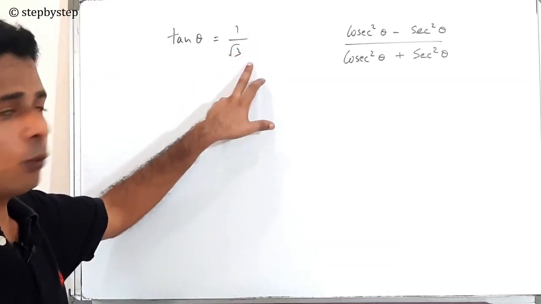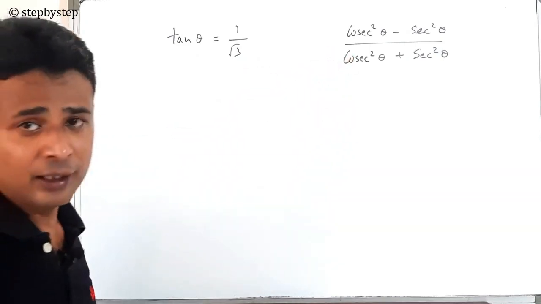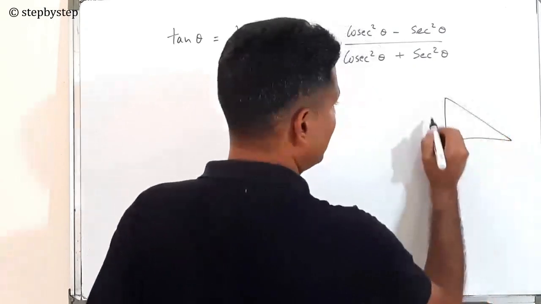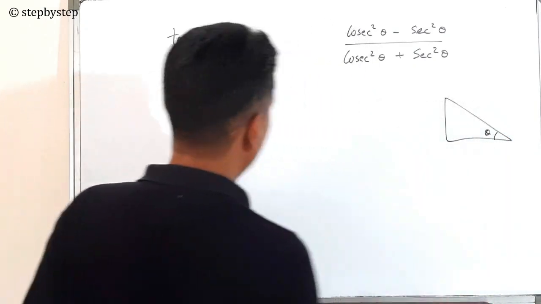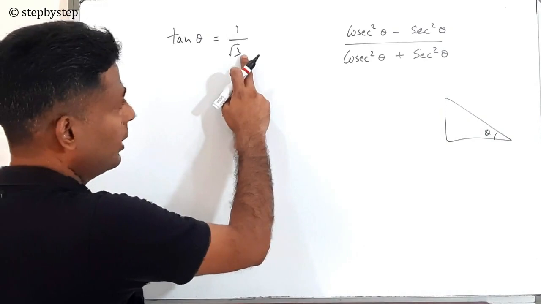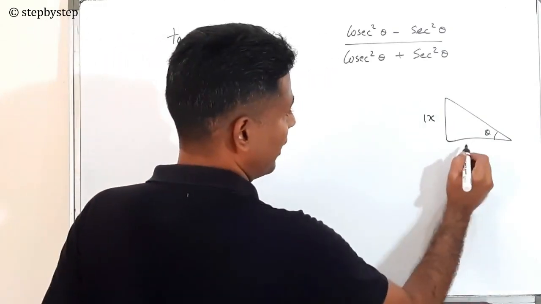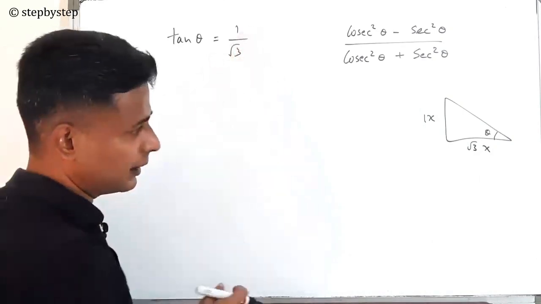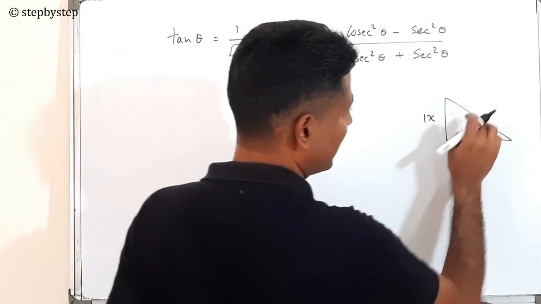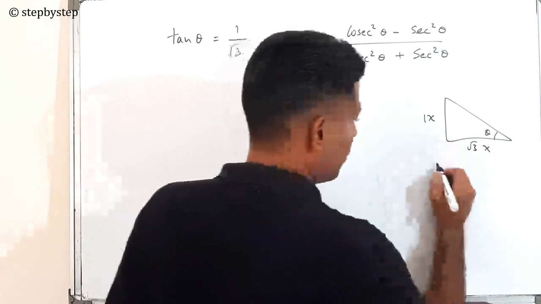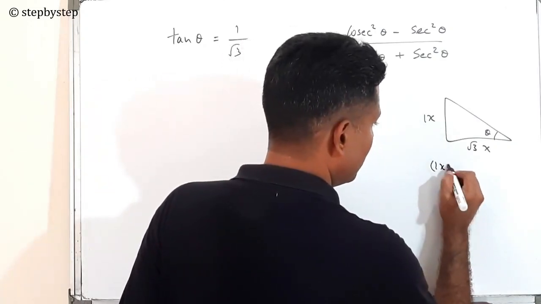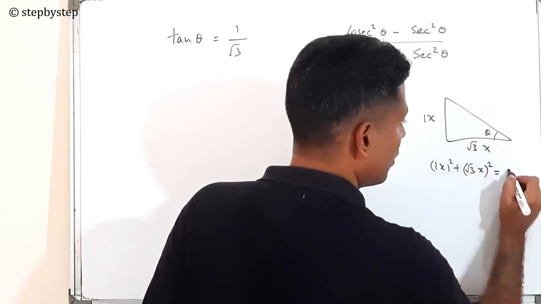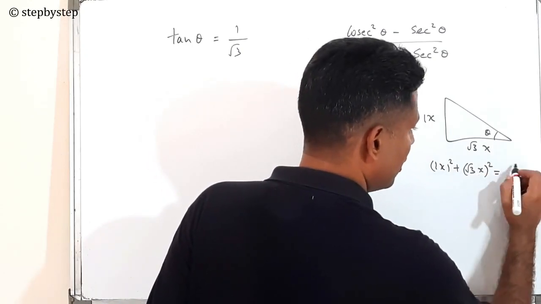Given tan theta equal to 1 by root 3 and they have asked you to evaluate this. Now since they have given you tan theta, immediately draw a right angle triangle and let this be theta. Now tan is opposite by adjacent. So opposite side will be 1x and adjacent side will be root 3x, opposite by adjacent. Now using Pythagoras theorem we can find the third side. So this 1x square plus root 3x square will be equal to hypotenuse square, right?